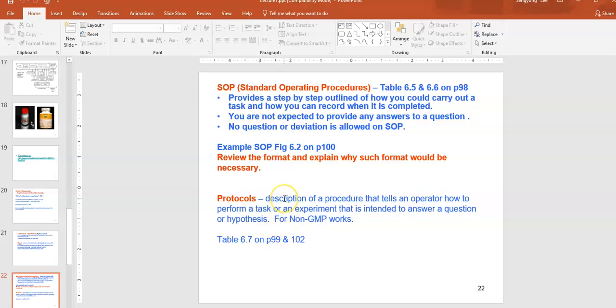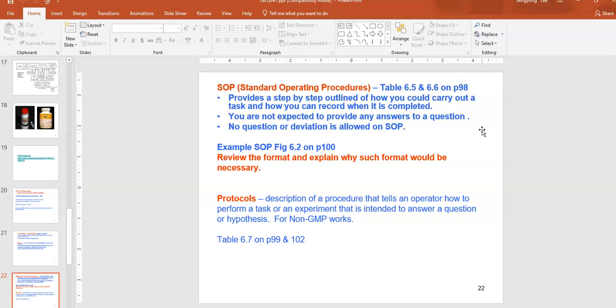Now, another important form of documentation is called SOP, which stands for Standard Operating Procedures. You need to take a look at table 6.5 and 6.6 in your textbook, page 898. SOP is really important in the GMP condition, right? You probably have written one in your previous class.